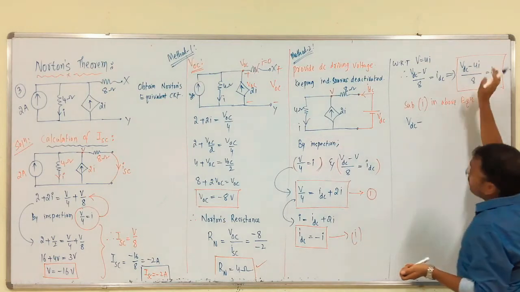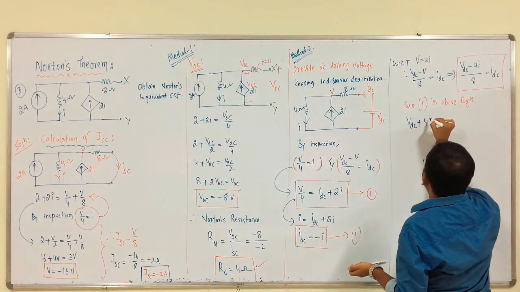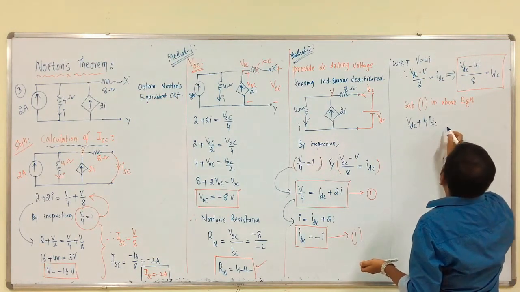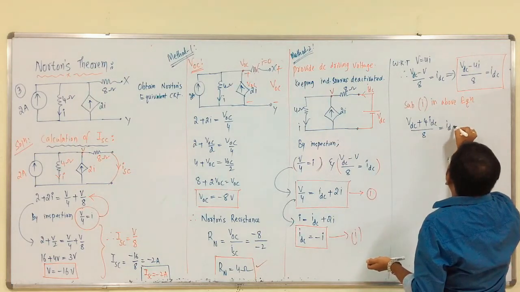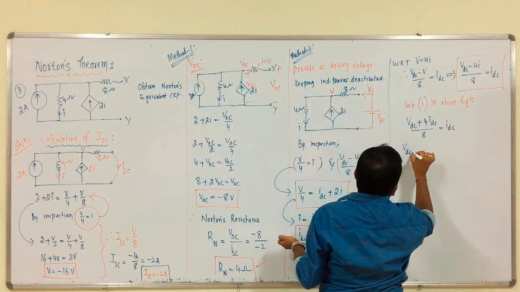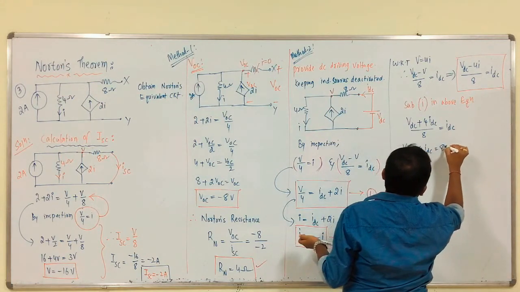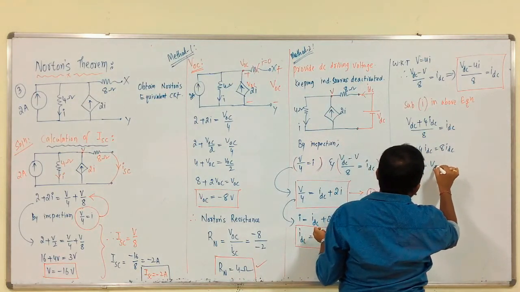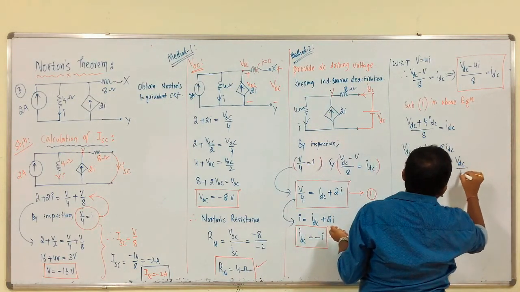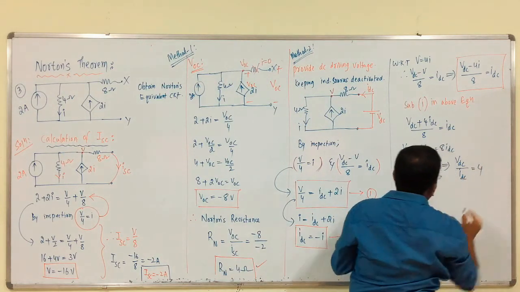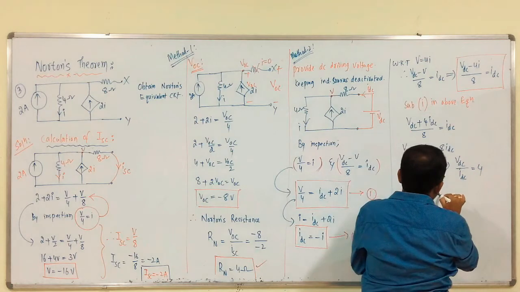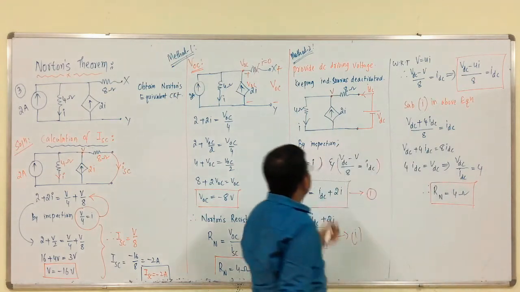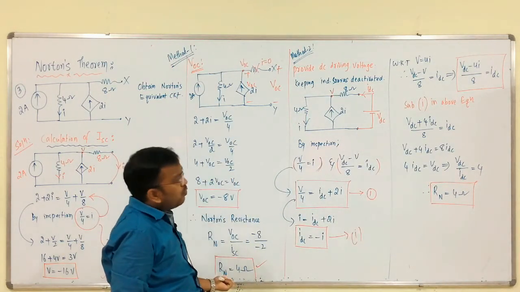VDC minus 4 into I. What is the value of I? Minus IDC. Sorry, IDC, by 8 equals IDC. From this, VDC plus 4 IDC equals 8 IDC. Therefore, 4 IDC equals VDC. From this, VDC by IDC equals what? 4. Therefore, Rn is nothing but 4 ohms. Satisfied? So, from method 1, we got Rn as 4 ohms.